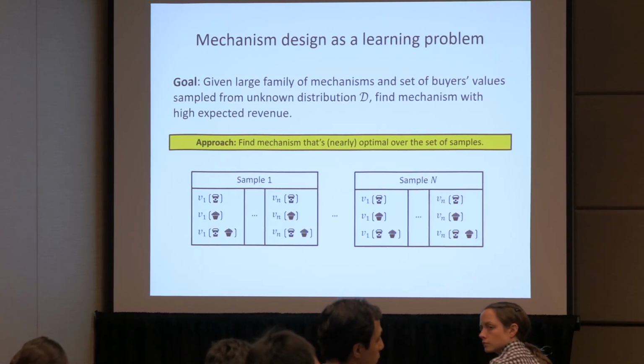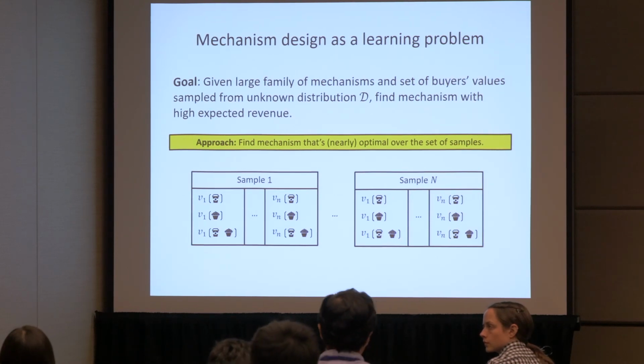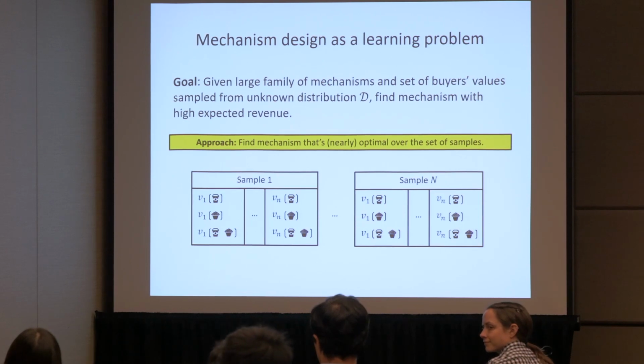Question? Are there any assumptions on D itself? Is it independent or can it be correlated? So far, I haven't given you any theorem yet. So far, it can be correlated. We'll talk about different variations of this.